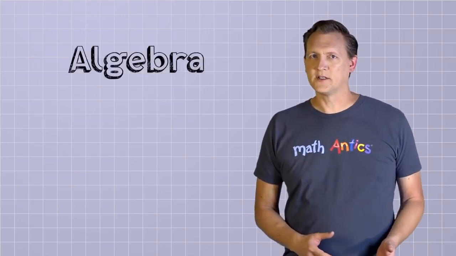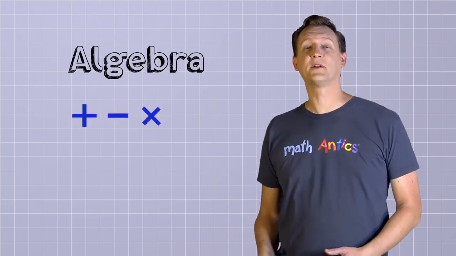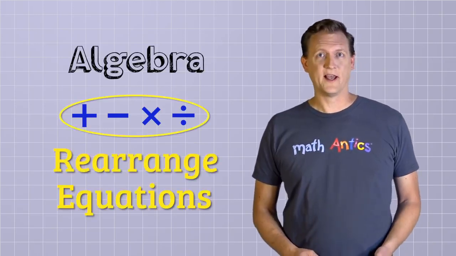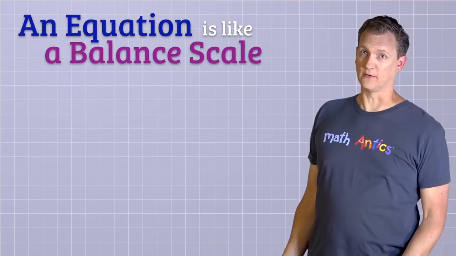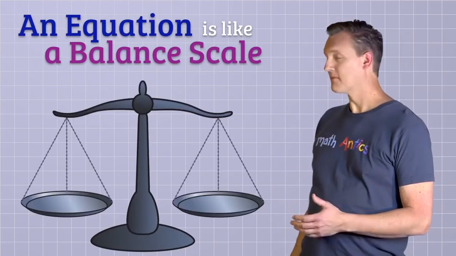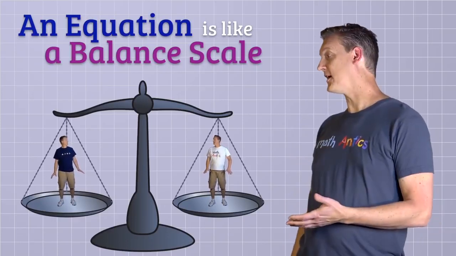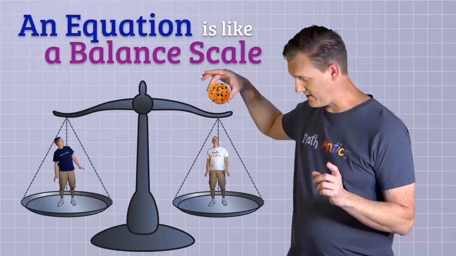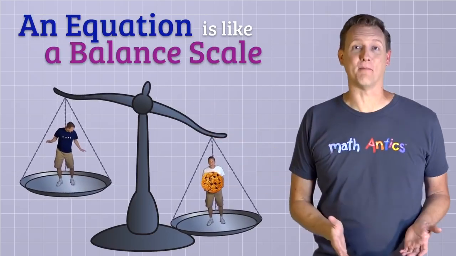Well, we know that algebra still uses the four main arithmetic operations: addition, subtraction, multiplication, and division. And we can use those operations to rearrange equations, as long as we understand one really important thing first. We need to understand that an equation is like a balance scale. You've seen a balance scale, right? If there's the same amount of weight on each side of the scale, then the two sides are in balance. But if we add some weight to just one side, then the scale will tip. The two sides are no longer in balance.